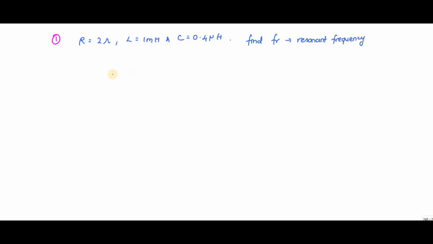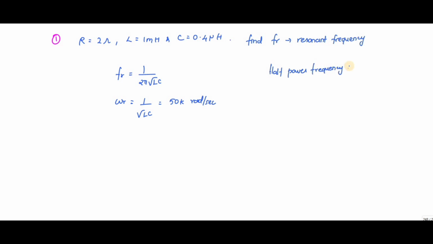So you know the formula, right? FR is equal to 1 divided by 2 pi root of LC, or omega R is equal to 1 divided by root of LC. So if you solve, you will get 50K radian per second. So this is your unit. Next they are asking about half power frequency.